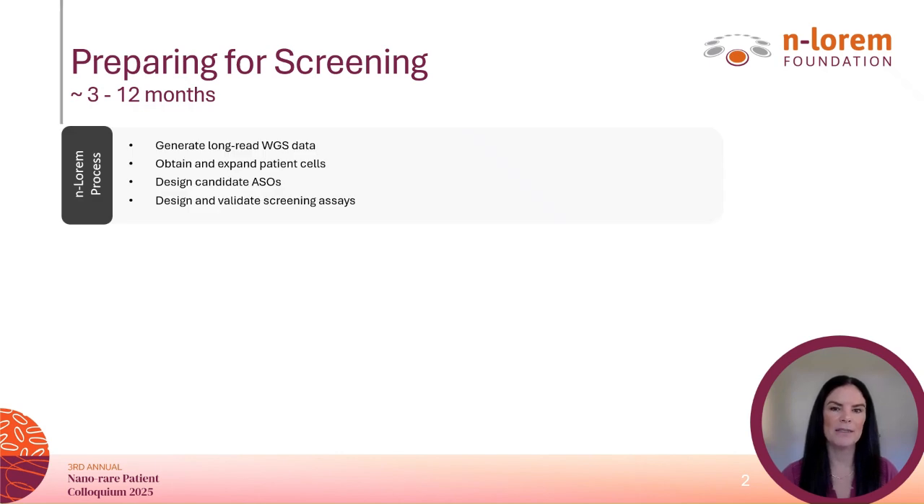Following patient acceptance into the n-Lorem portfolio, the first phase of our process is referred to as preparing for screening. During this phase, we are focused on obtaining the necessary sequencing data and cell material to move forward into ASO discovery. Long-read whole genome sequencing data is required for the majority of our programs and is a critical piece of our ASO design process. And since screening of candidate ASOs first occurs in each patient's cells, obtaining this material is also required for us to move a patient program forward.